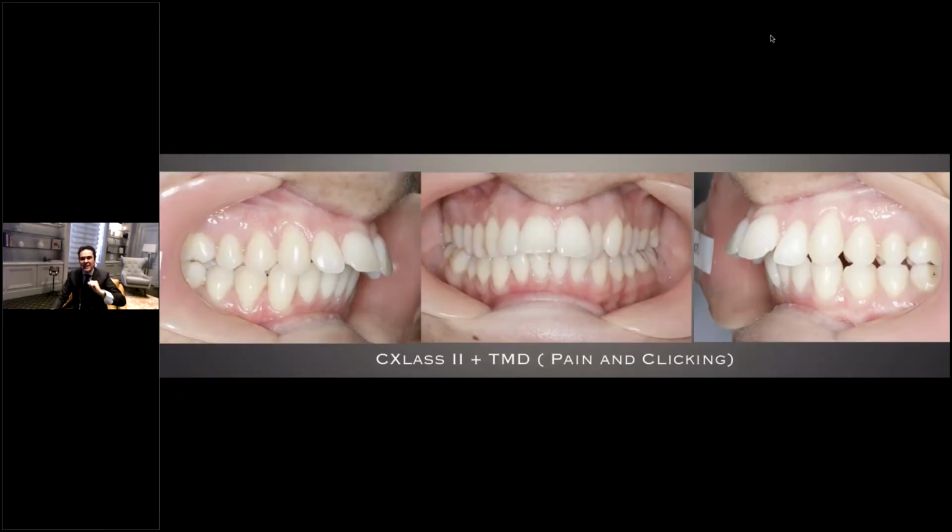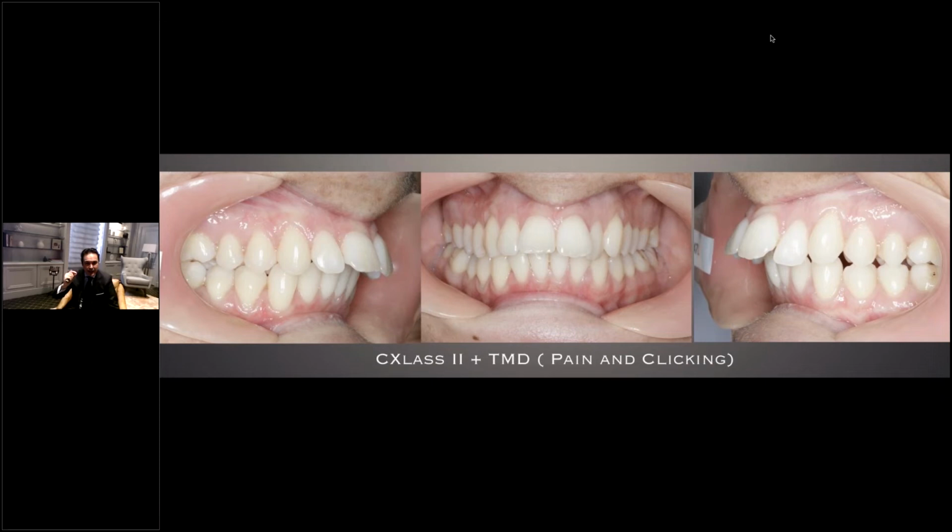Look at this patient, not 25 years old, a patient that has a class 2, but one of the most important things, the patient is having TMD problems, temporomandibular disorder, with severe pain and clicking, and certain limitation at the opening. So for a patient like this, we need to help with the repositioning of the joint.